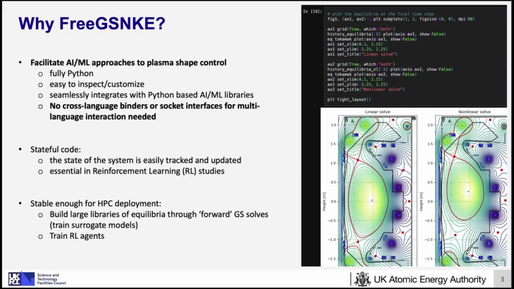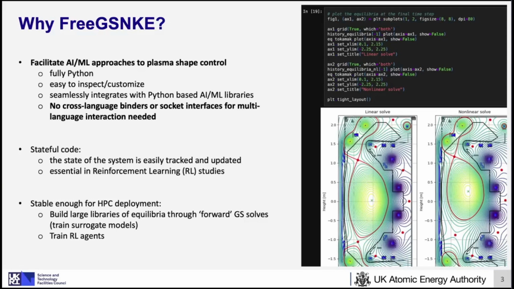What we wanted to do was actually to use AI and machine learning approaches to plasma shape control. And we soon realized that we needed to develop an equilibrium solver to facilitate that. So we set out to build an equilibrium solver that would be friendly to AI and machine learning approaches. And this is basically why the choice of Python, and that is, I'm sure you know, most of AI and machine learning libraries are Python libraries. And so FREEGSNKE, being a Python code, can seamlessly integrate with those.